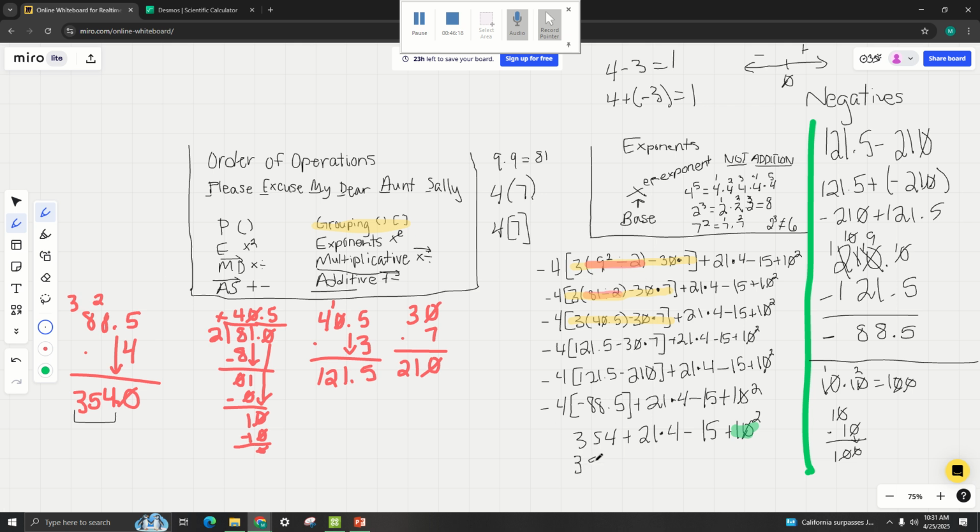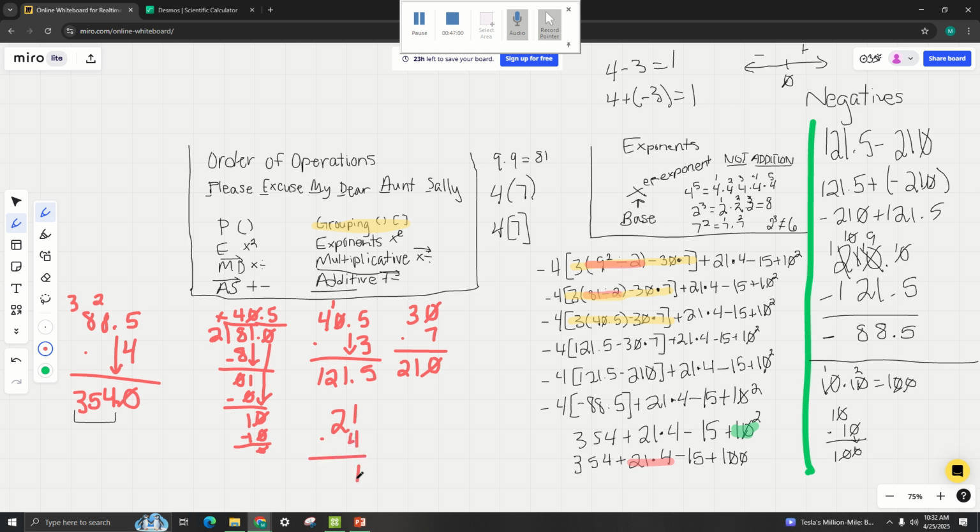So now let's rewrite this. I have 354 plus 21 times 4 minus 15 plus 100. Okay, so let's check. I did all of my exponents. Yes, I can move on to anything multiplicative, any multiplication or division left to right in the order it shows up. So I look, bam, bam, bam. Oh, here it is. I have some multiplication. Let's highlight it. I have 21 times 4 right here. So that's what I'm going to do. 21 times 4.